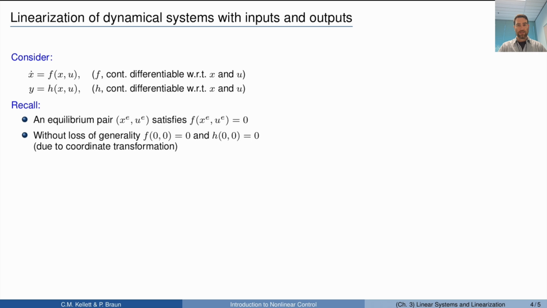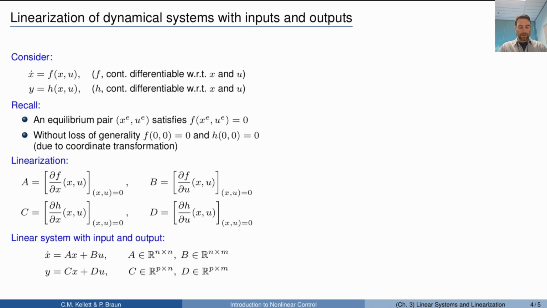Okay, this was for systems without inputs. We can also look at systems with inputs and with outputs, and extend the linearization method from the previous slides to systems of this form over here, where we also already have seen extensions of equilibria, namely that in this context we can look at pairs of equilibria with a state and a corresponding input. And through a coordinate transformation, we've also seen that we can shift the equilibrium pair to the origin and can assume that without loss of generality.